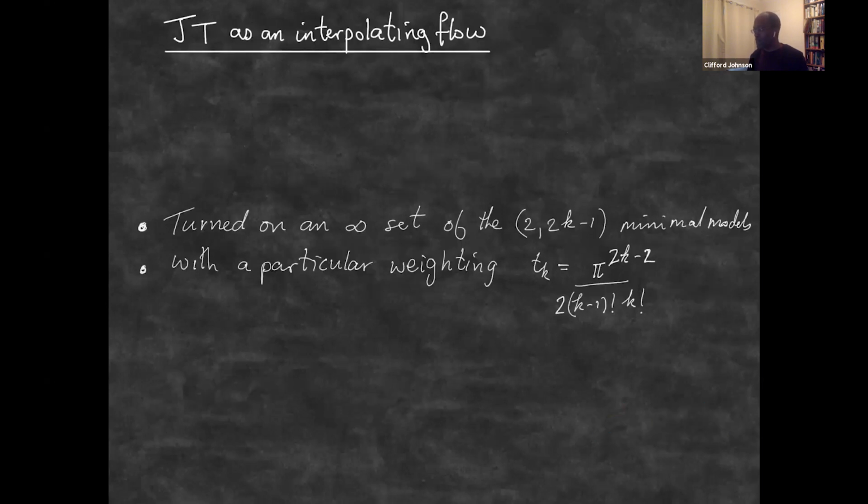I like to draw the following picture. Well, let me first say that Saad, Shenker, and Stanford had already noticed that there ought to be some kind of relationship to minimal models, and they proposed that there was some sort of large k limit of a minimal model that you should take, and I don't think that's wrong. I think that there's some sense in which that makes sense, but I think you need to say things a little bit more carefully, and I think this is one way of saying things more carefully.